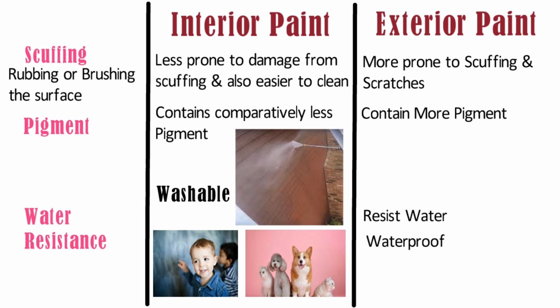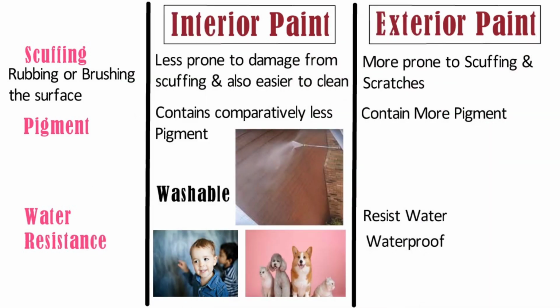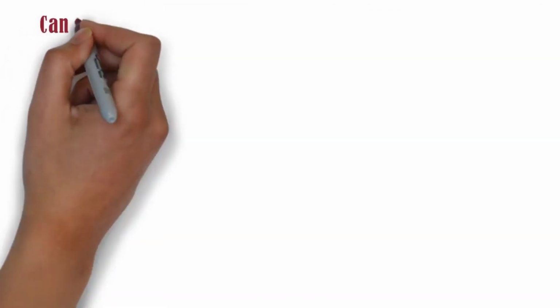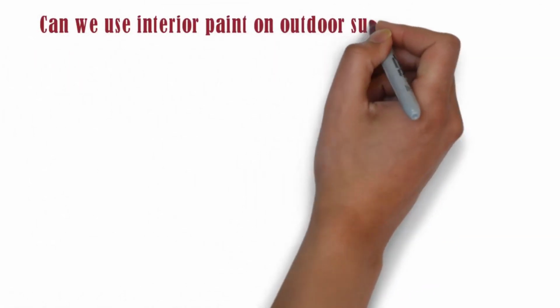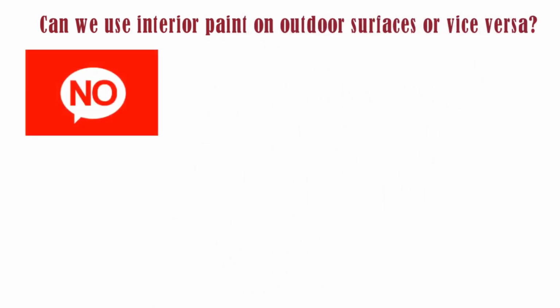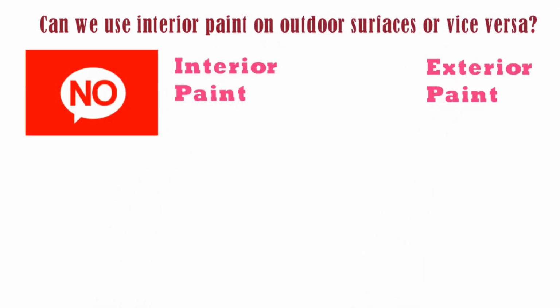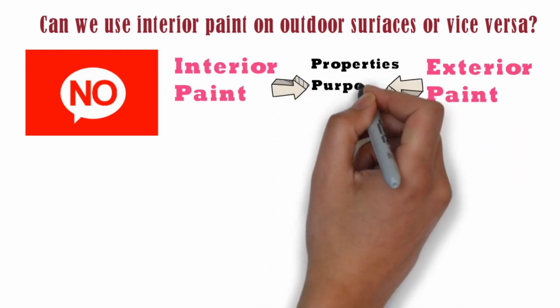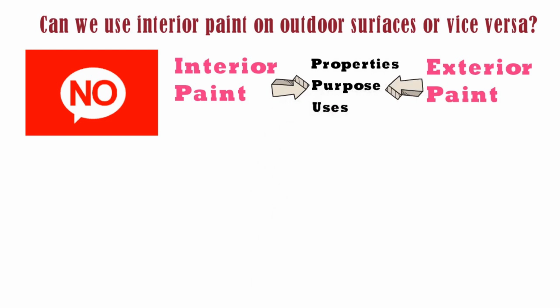There are some paints available in the market which can be used on interior and exterior surfaces both, but they also have their own disadvantages. Now the obvious question that will come to your mind is, can we use interior paint on outdoor surfaces or vice versa? The simple answer is no. Interior and exterior paints are differentiated on the basis of their properties, purpose, and uses, and hence one cannot be used in place of another.